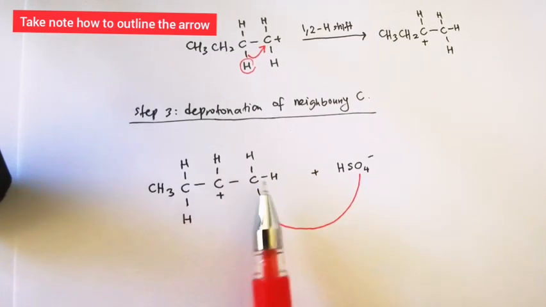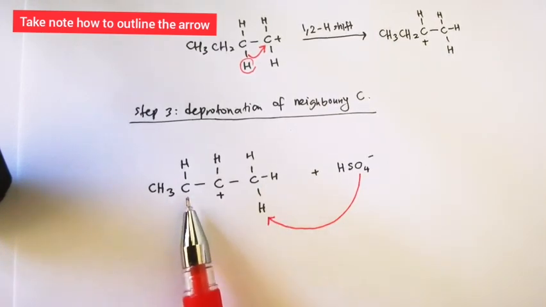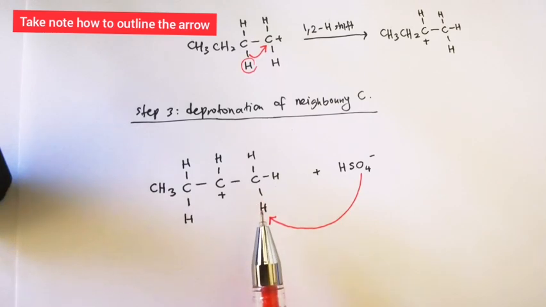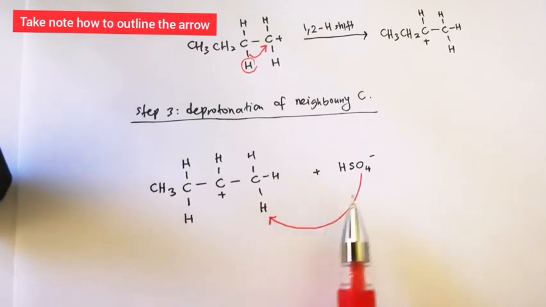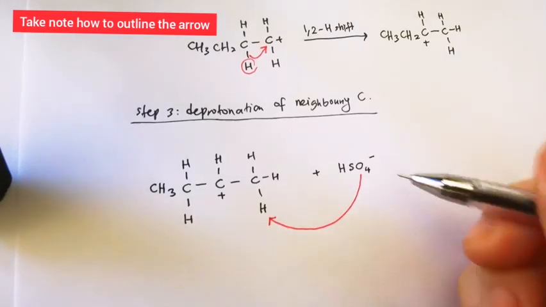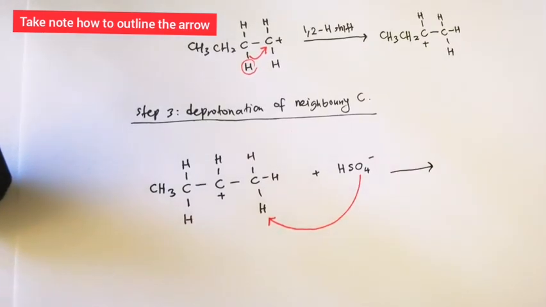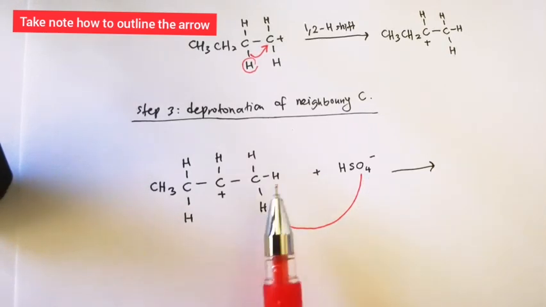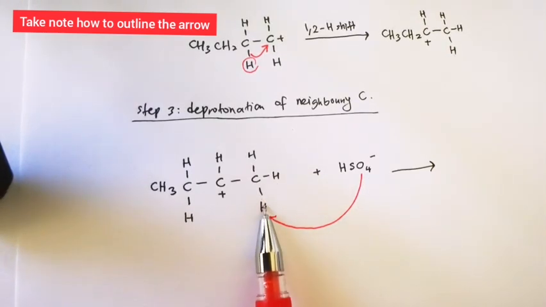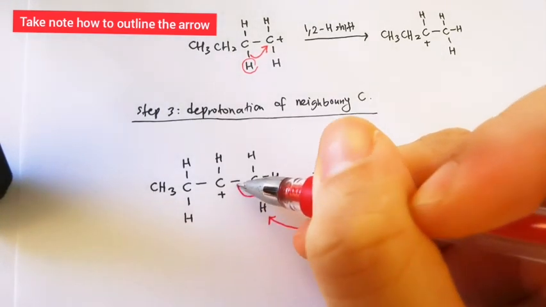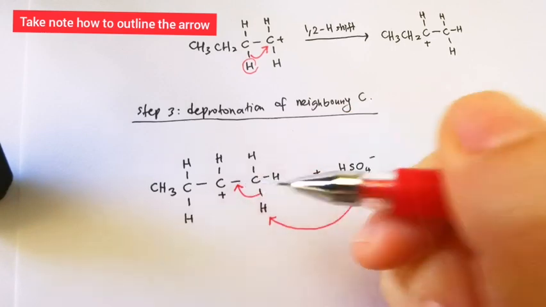We have two kinds of hydrogen, two kinds of neighboring carbon. This is primary, this is secondary. So that's why we will have more than one product. But this arrow I want to show for the first product first. So when this HSO4 minus attacks this hydrogen, the CH bond will break. So when the CH bond breaks, these two electrons will go to this side, to this bond.